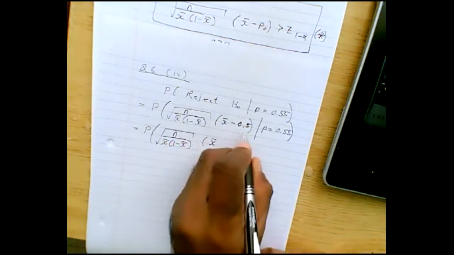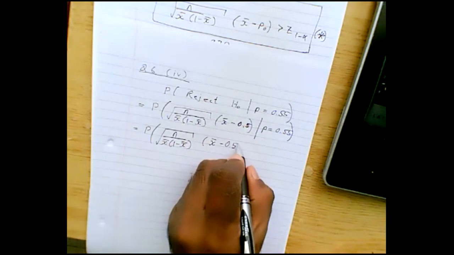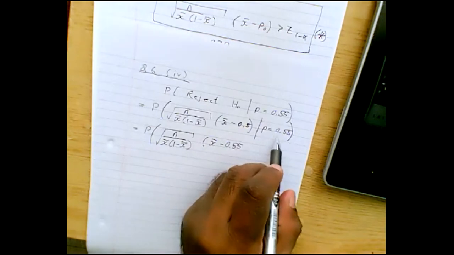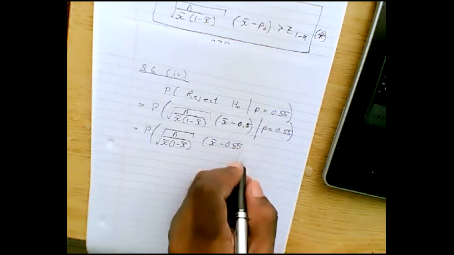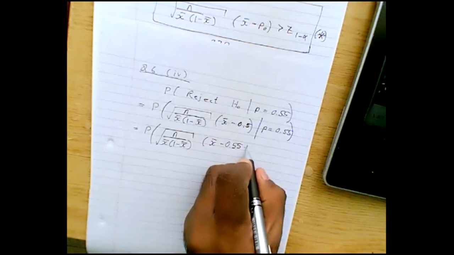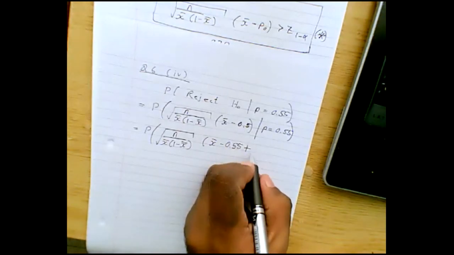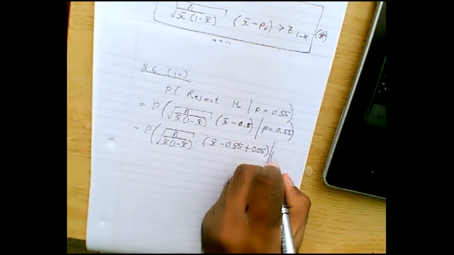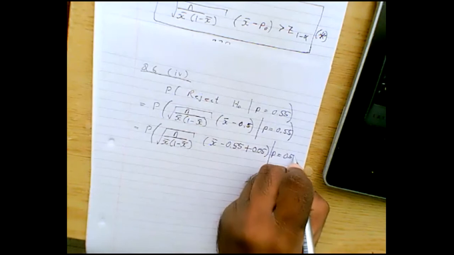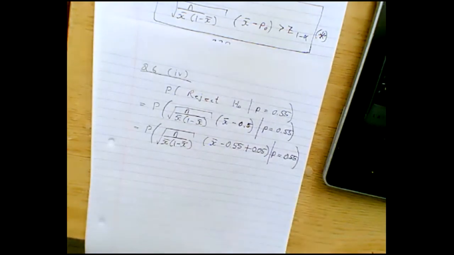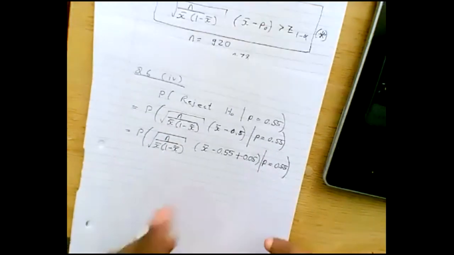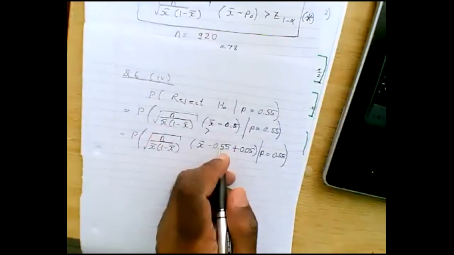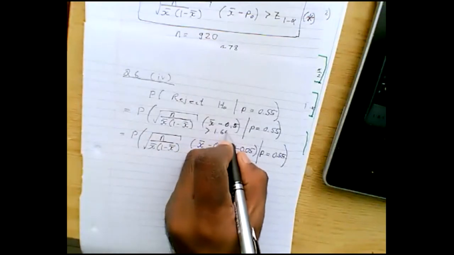I'm going to change this here to 0.55, because we are taking the true population proportion to be 0.55. So to make up for this, you need to add 0.05. Okay, sorry, I forgot to put the equality. So this must be greater than or equal to 1.645. I forgot to put this. Sorry.